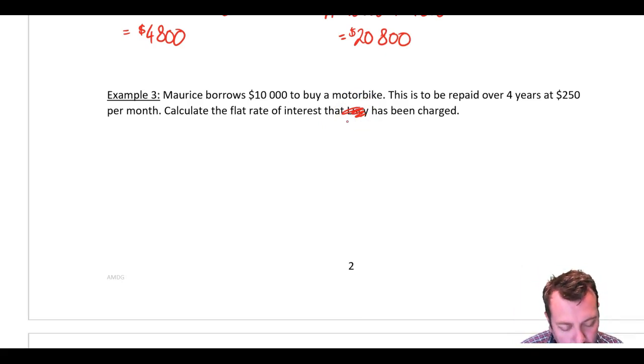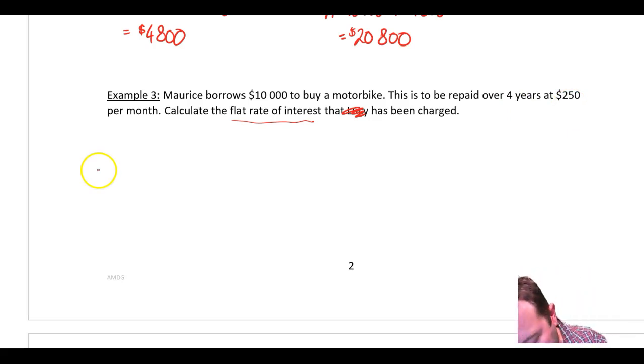Has been charged, right? Well, how does this work? We're going to work out, okay, we're being asked to find what the rate of interest is. So we're going to work out how much Maurice paid in total. Okay, he pays $250 per month for 4 years. So the amount repaid, I'm going to say A for amount repaid, is 250 times 12, right? $250 per month times 4. Okay, so that's going to be $12,000.